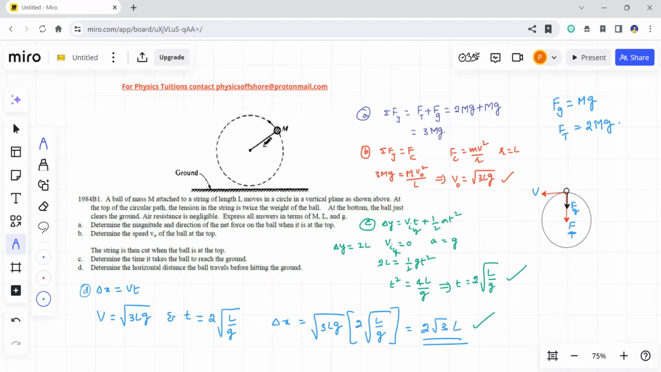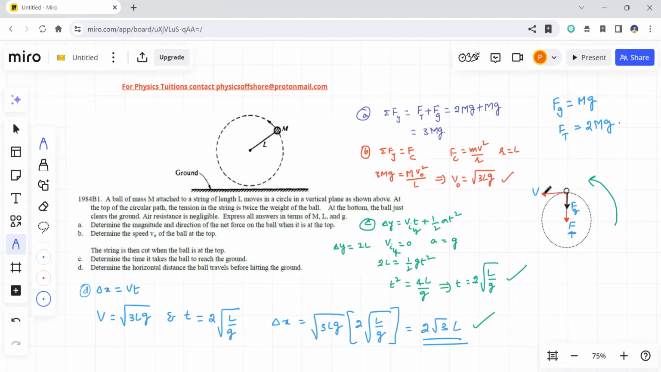So this question is mainly based on uniform circular motion. You should remember that the velocity at the top point is horizontal, because the ball is moving in the anti-clockwise or counterclockwise direction. Therefore, the velocity is directed towards left, tangential to the path. Therefore, it takes the parabolic path and it is a projectile motion.